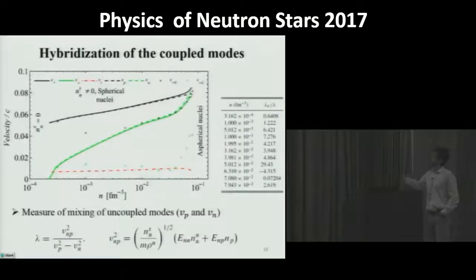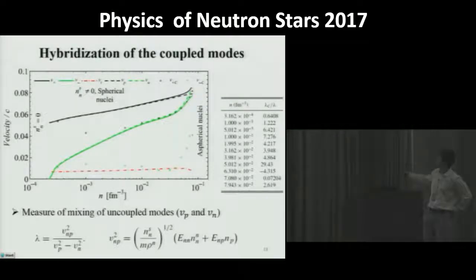So this figure shows that for the coupled modes, the measure of mixing is very much dependent on the superfluid density of neutrons. Here is a figure with the collective modes calculated with the superfluid density equal to the density of neutrons outside. And here little dots show the results when we take the superfluid density from Nicolas Chamel's work. So this shows the strong dependence. And then we have the measure of mixing also very strongly dependent.